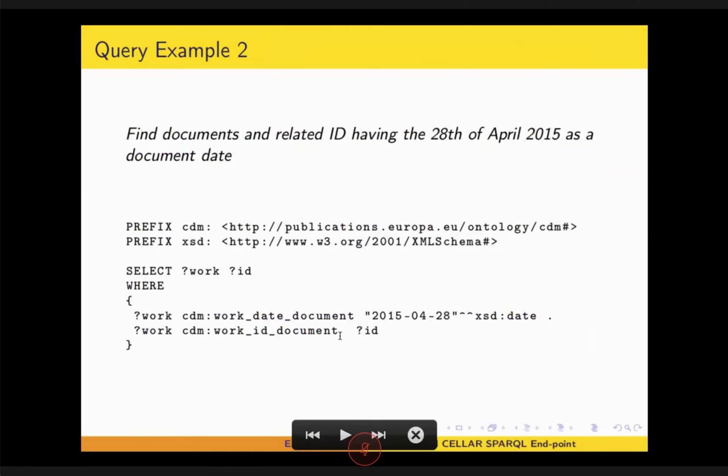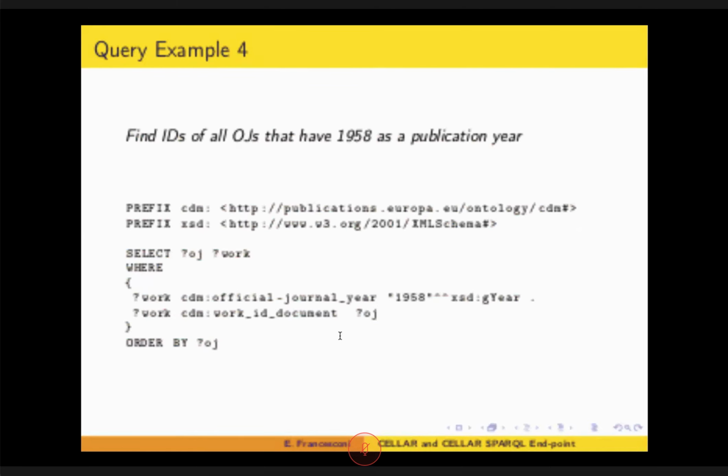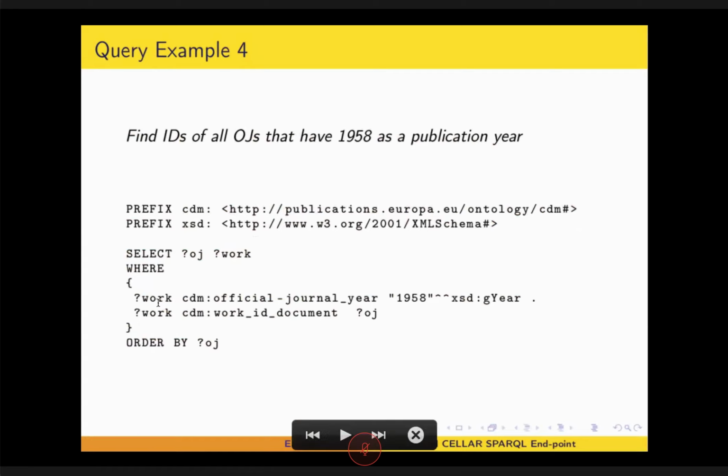And then here in the presentation that I will leave for publication on the EU Datathon website, you can find other queries that might be of interest for anyone who wants to exploit the benefit of having a semantic web repository like CELLAR. For example, here you can find all the resources having a specific related ID of the class work. So basically, the list of all the works that can be included in CELLAR, and here you have another query where you can find all the OJs that have 1958 as year, again, it's a matter of looking for a work having the value 1958 at the level of the property of year, and so on with other queries.